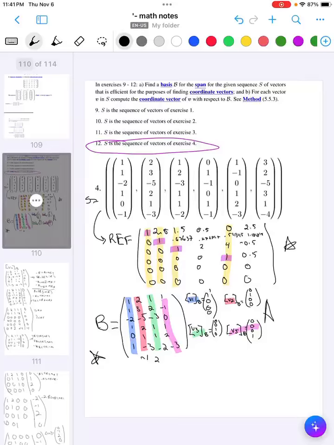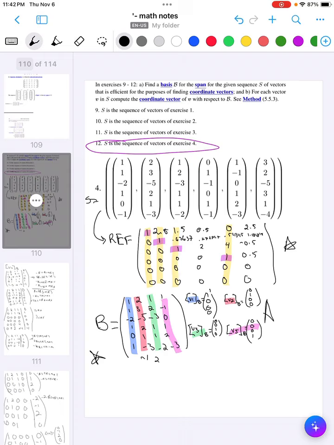We'll be going over 5.5, question number 12. Find the basis B for the span for the given sequence S of vectors that is efficient for the purpose of finding coordinate vectors. For each vector V in S, compute the coordinate vector of V with respect to B. So for number 12, S is going to be the vectors in exercise 4.